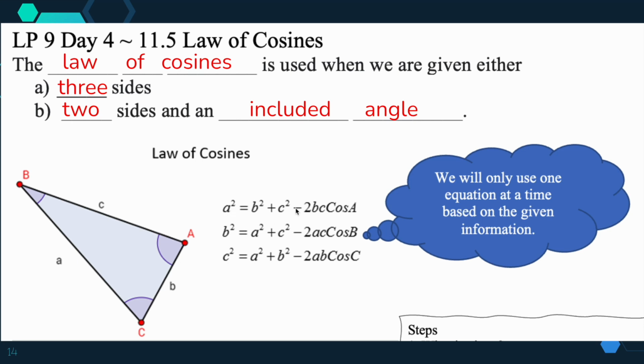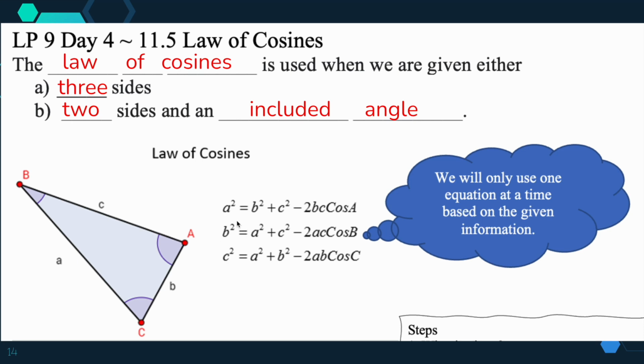If you notice, there are three different equations, and they are very, very similar. We start off with a squared equals b squared plus c squared, minus 2 times those same two pieces, bc, times the cosine of A. The angle having the cosine taken of it is always the one matching the side we start with. So if I start with side a, I take the cosine of that angle.